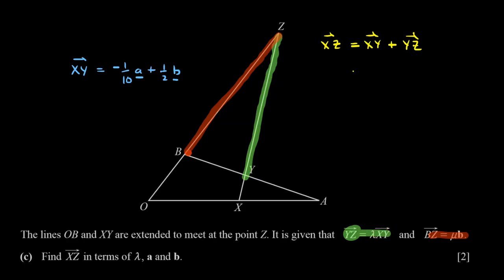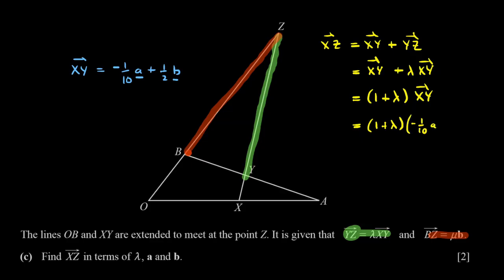So what we can do is say this is XY plus lambda lots of XY. And so therefore we've got 1 plus lambda times XY. And XY is the thing that we've already calculated. It is minus 1/10 of A plus a half of B. Right, so that's part C done there.